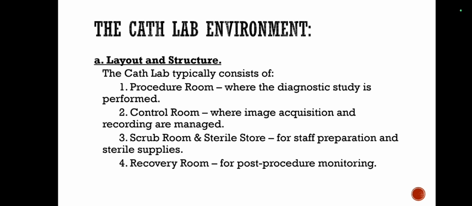So, first of all, the cath lab environment, layout and structure. So, cath lab typically consists of a procedure room where the diagnostic study is going to happen, and the next is the control room. It is a place where the image acquisition and recording are managed. The third one is the scrub room and sterile store. It is for the preparation of the staff and also to store the sterile supplies. The fourth one is the recovery room. It is for the post-procedural monitoring.